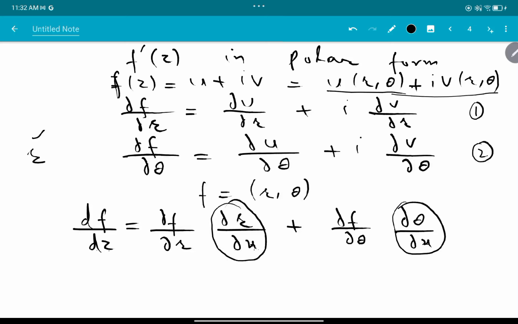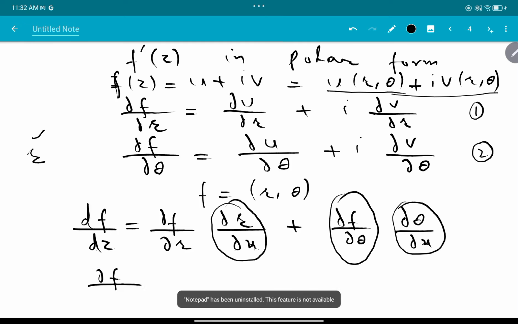Or first, let me do one thing. Let me replace this here. Del f by del theta, I already had that in equation second. If I substitute it there, I get del f by del z. See why I'm doing this? Because I want either. See, I have two types of these functions here. One is del f by del r, another is del f by del theta. I can express this derivative in terms of this del f by del r, or in terms of this del f by del theta. I just want one of them.